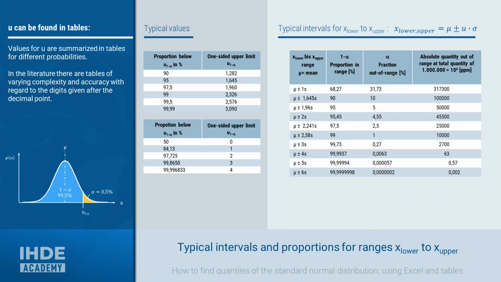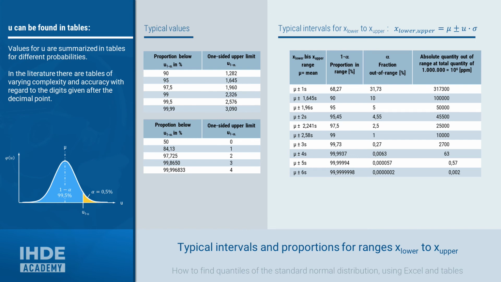For probabilities that are frequently used in practice, such as 90%, 95%, 97.5%, 99%, 99.5%, and 99.99%, the values for u are summarized here again. But limits for control charts can also be set for integer values of u, for example, for 2 or 3 times the standard deviation. The probabilities for these values are also summarized here.